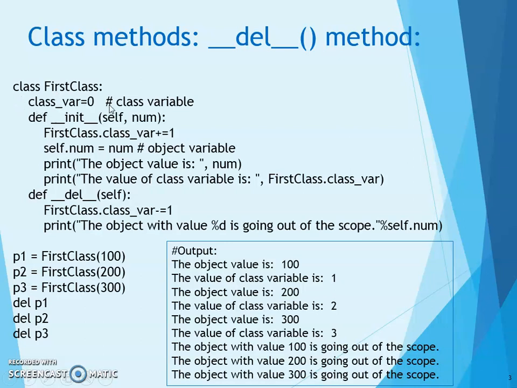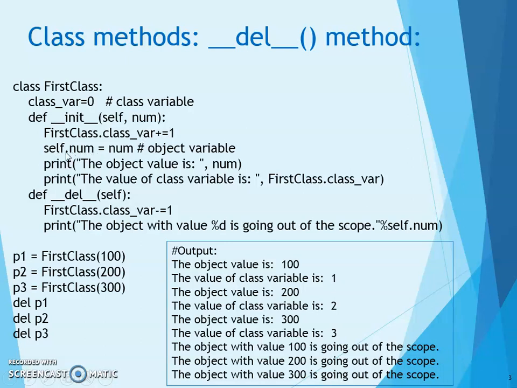Here first the class variable is assigned a value 0. The name of the variable is class_var. We are initializing our class, that is, first of all, we are initializing this variable. As it was initialized to 0, it is incremented by 1. Now this is a class variable, so it will be reflected in other objects also.